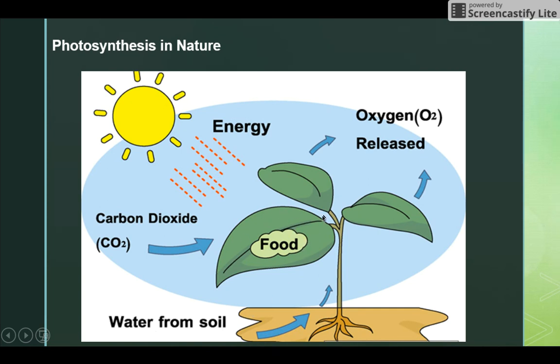So there's two products here that I want to focus on. As a result of photosynthesis, you get food for the plant, but also oxygen is released into the atmosphere. And I'm hoping this diagram would be simplistic enough that my students will be able to grasp that concept.